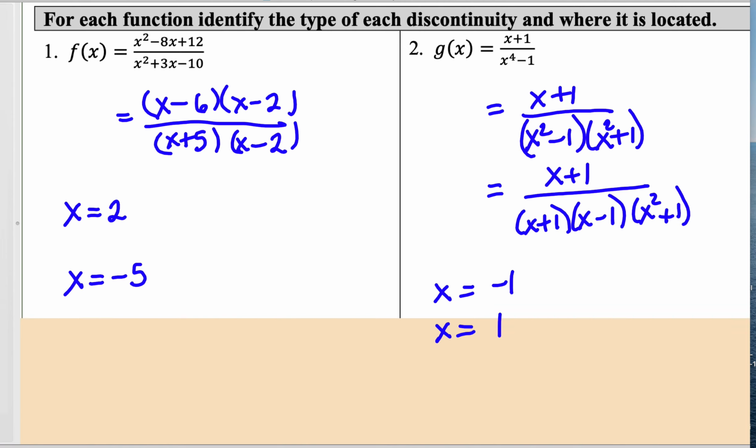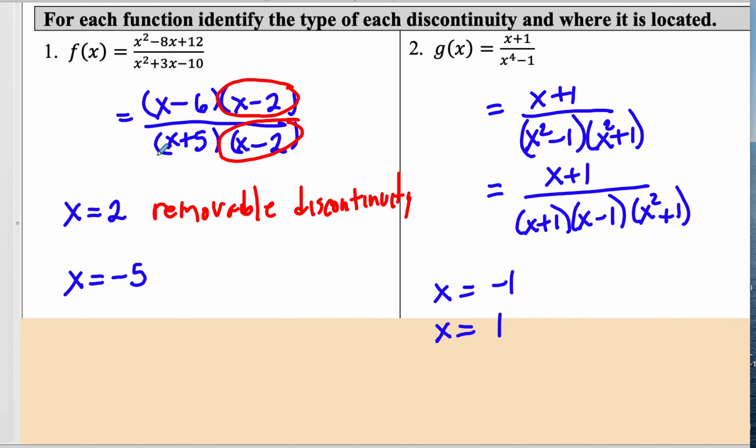For each function, identify the type of each discontinuity and where it is located. I went ahead and factored, and after I factored, I noticed that two of the factors, one in the numerator and one in the denominator, are exactly the same. That's an indication of a hole. So over here at x equal to 2, we have a hole, which means that it's going to be removable discontinuity. The second factor that's in the denominator is going to be our vertical asymptote, and a vertical asymptote means the graph wants to follow it vertically up or down, and that would be called infinite discontinuity.